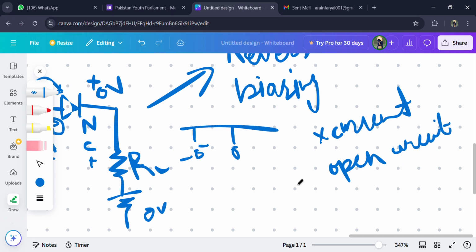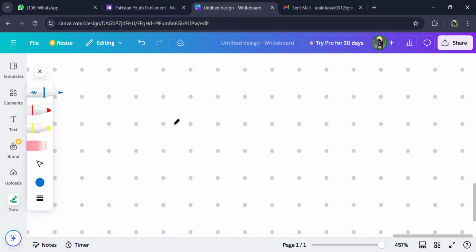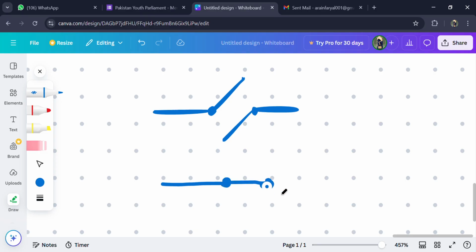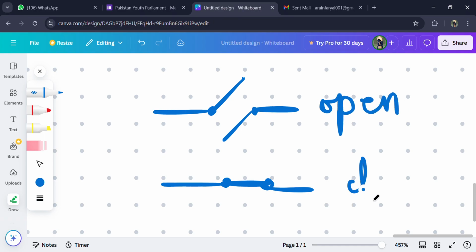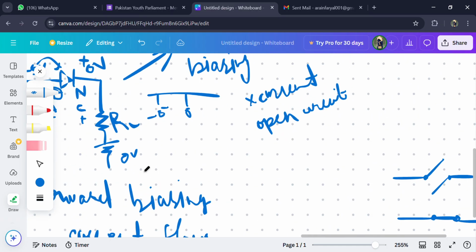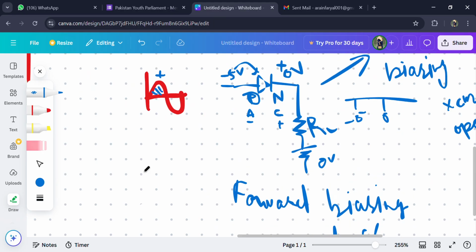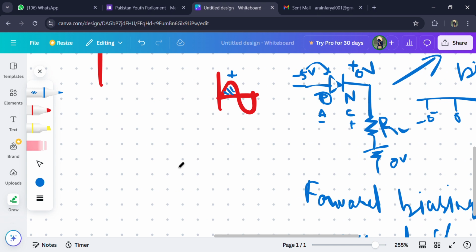Well, one thing that I maybe forgot to mention is how to showcase an open circuit or closed circuit. Open circuit is always showcased as this thing, while the closed circuit is showcased by this symbol. Let me write it. This is for the open circuit and this is for the closed circuit. Back to the topic. Now let's create the graphical representation of this biasing, of this half wave rectification.